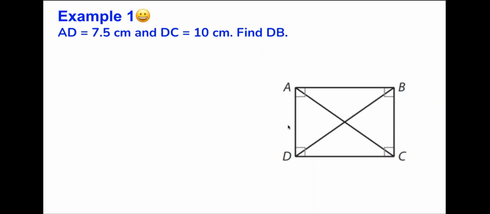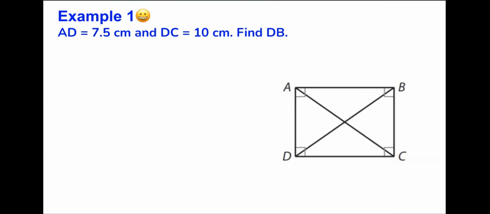We have AD equals 7.5 centimeters. We have DC equals 10 centimeters. We have to find the measurement of DB. We are given the rectangle ABCD. Notice that it has 4 right angles inside of it, and we are given the diagonals as well. But let's apply the information that's given first so that we can then identify what we need to solve for.